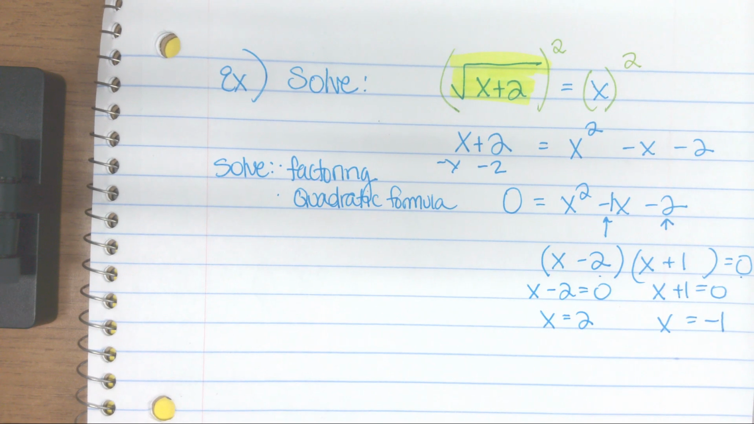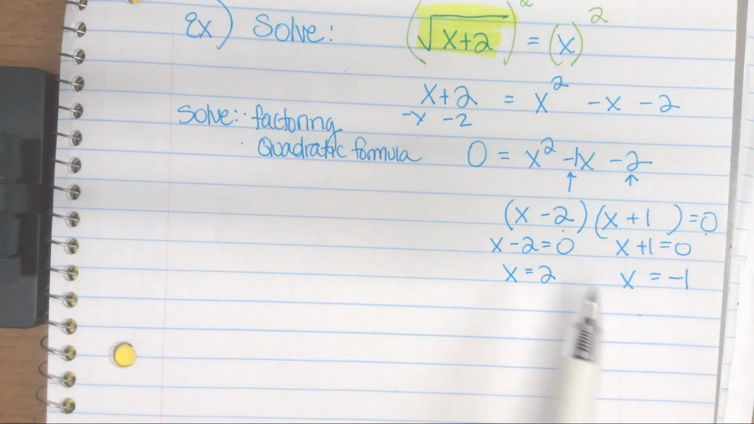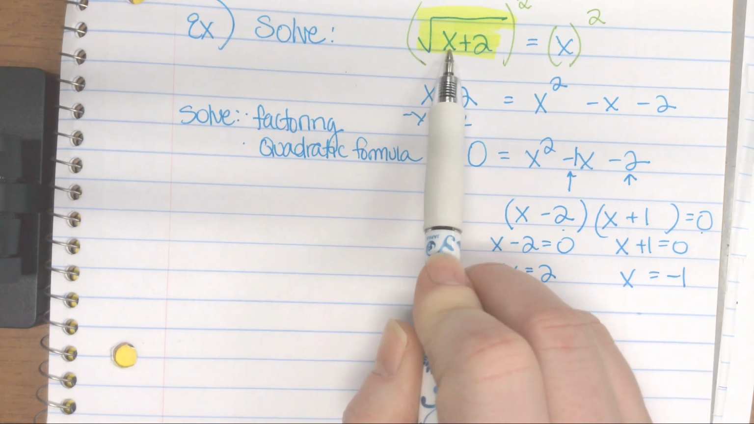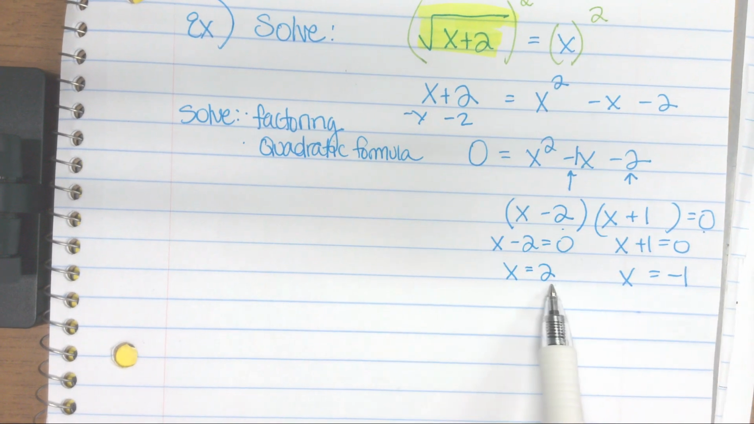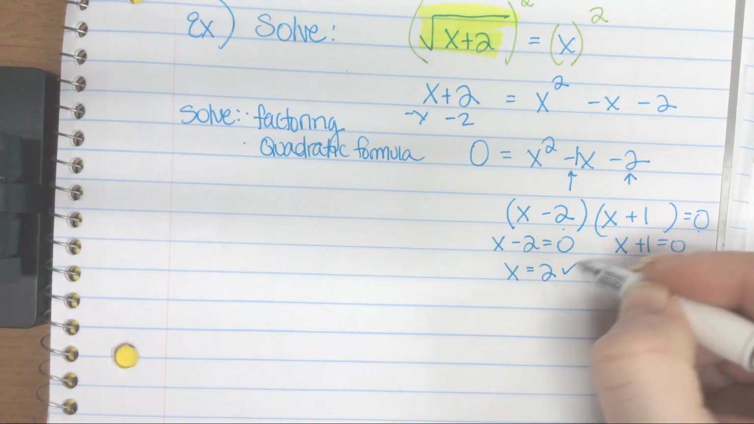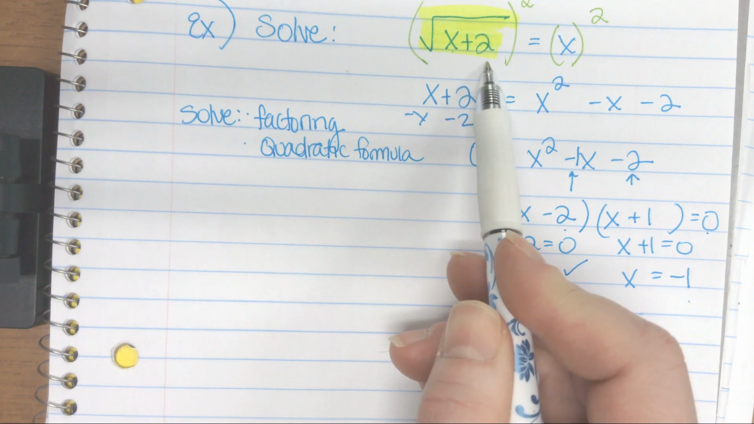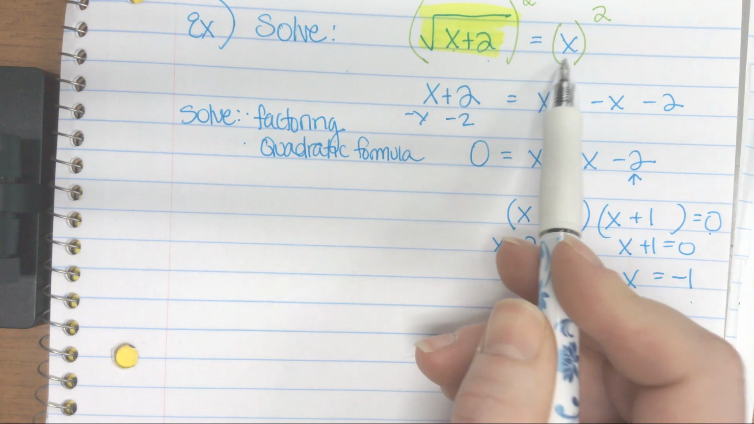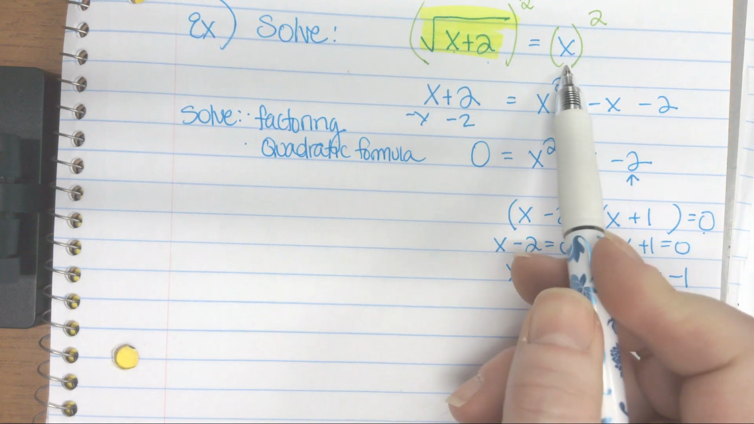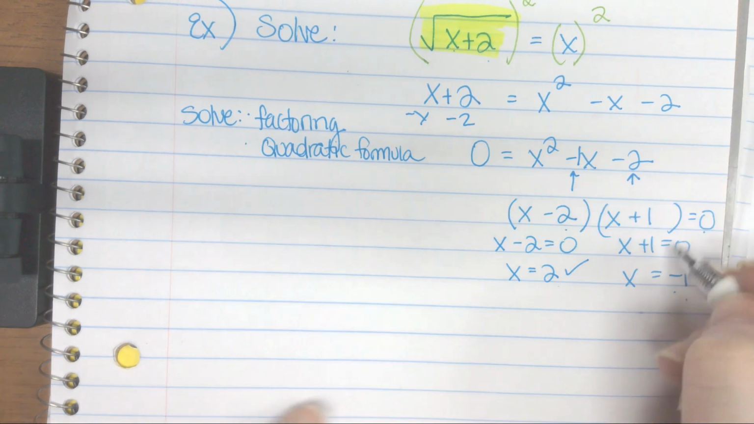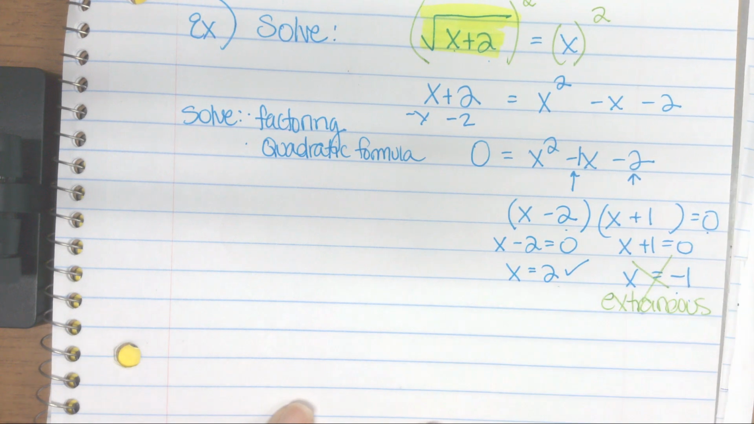Okay. Do you remember though on these we have to go back and check our answers? So let's put the 2 in. Before we squared it, 2 plus 2 is 4. The square root of 4 is 2. That works. What's negative 1 plus 2? 1. And the square root of 1 is 1. Uh-oh. That doesn't work, because if I put this here, that would have been a negative 1. So this one we are going to cancel out. We call that extraneous. Or you could just X it out if you don't want the word extraneous.